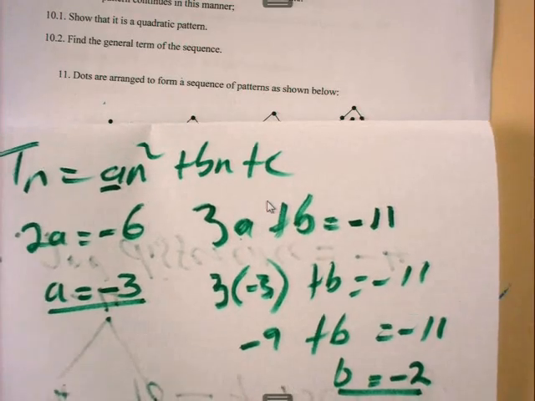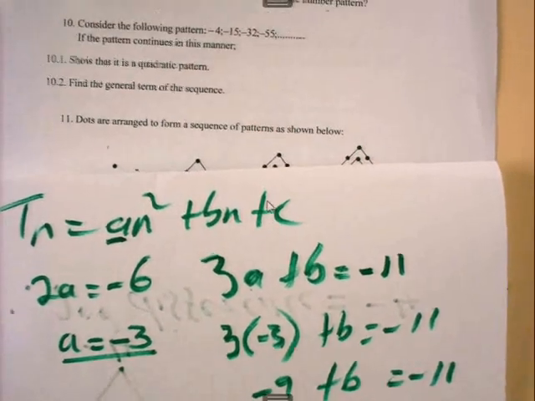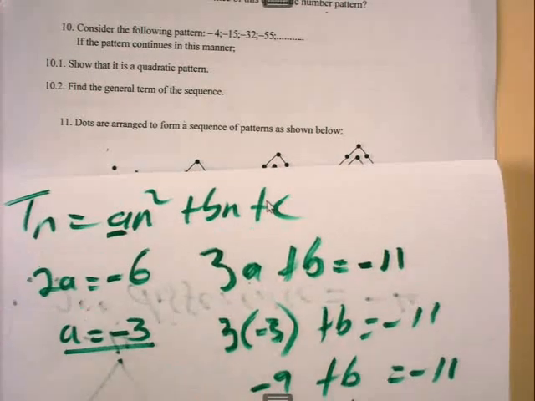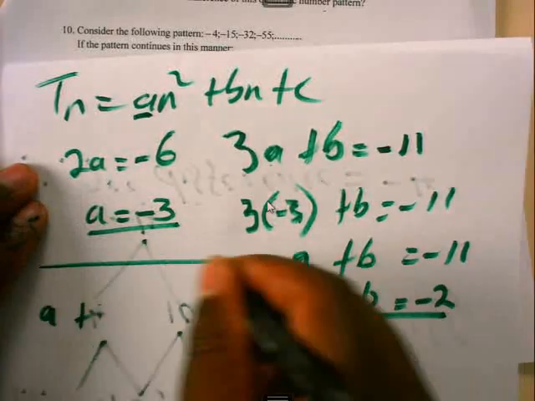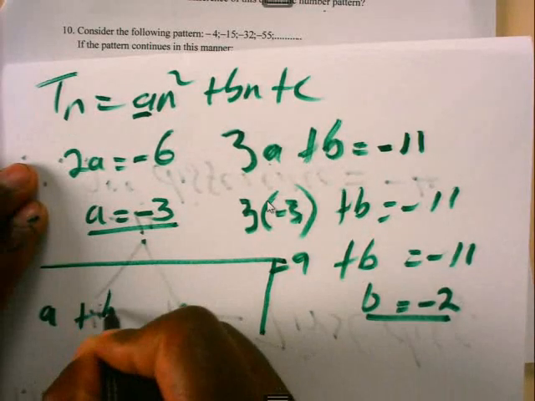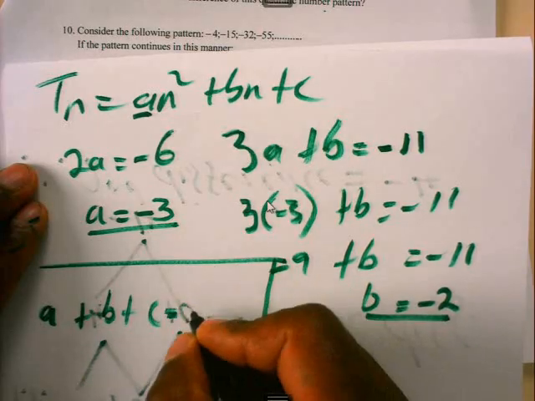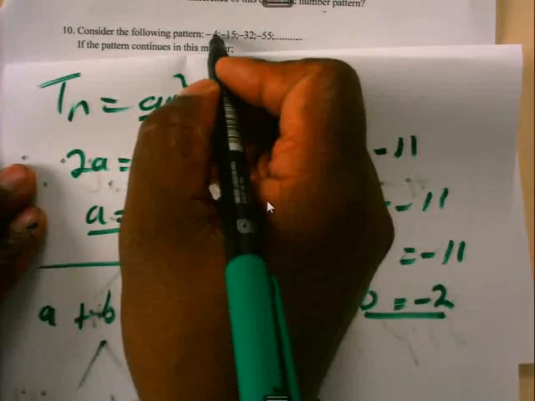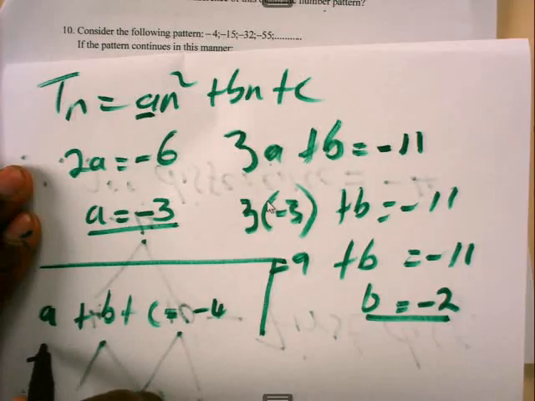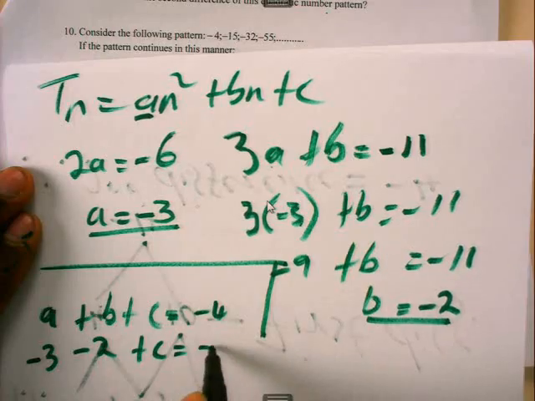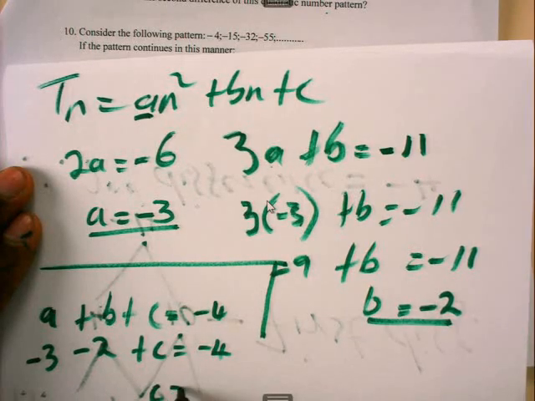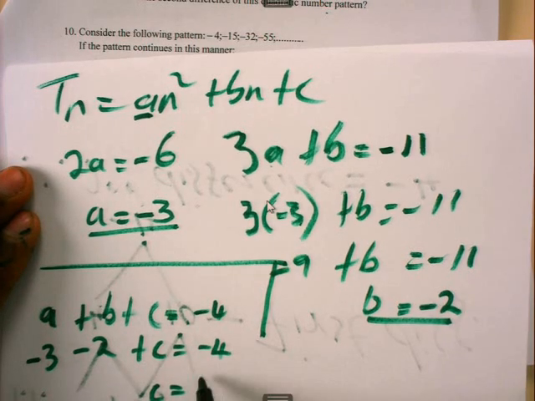So to determine the value of C, remember we say A plus B plus C, I'm sorry for that, A plus B plus C must give us -4, which is the first term. Our first term was -4. So you've got the value of A is -3, B is -2, plus C is equal to -4. So you transpose -3 and -2 to give you -5. -5, transpose it to the right. So -4 plus 5, which will give you 1.